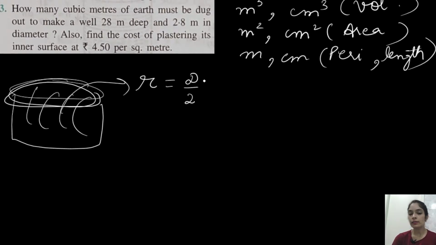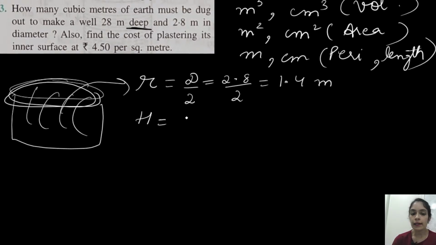Diameter divided by 2 is equal to radius. So 2.8 divided by 2 becomes 1.4 meter. So the radius should be 1.4 meter, and depth here also means height. Length or depth in a cylinder means it's height only. So the height is 28 meter.